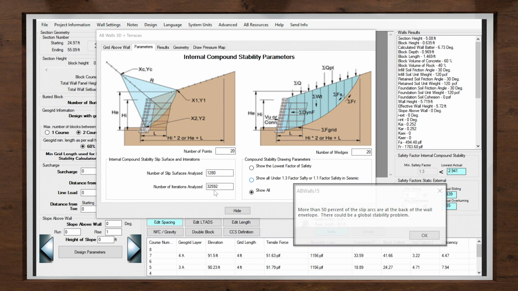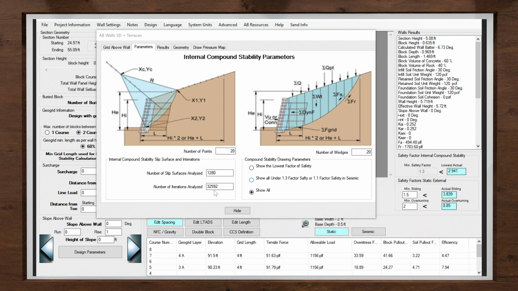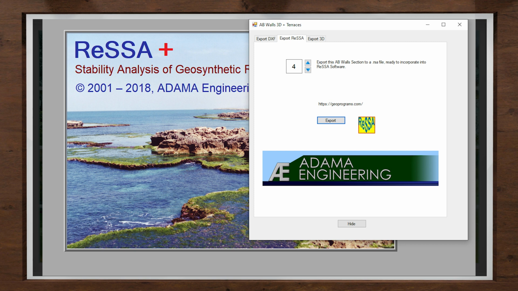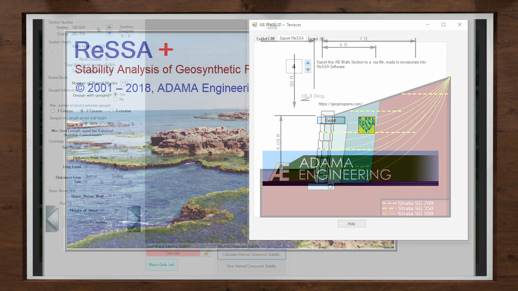As I progress through the remaining panel sections of the wall, I may receive a message that more than 50% of the slip arcs are concentrated at the back of the design envelope. Remember that internal compound stability is looking at only the design envelope of the retaining wall, and this message is a warning that there could be a potential global stability issue. As the designer, I would note the occurrence and pass that result along to the person responsible for the overall stability of the site to investigate further.